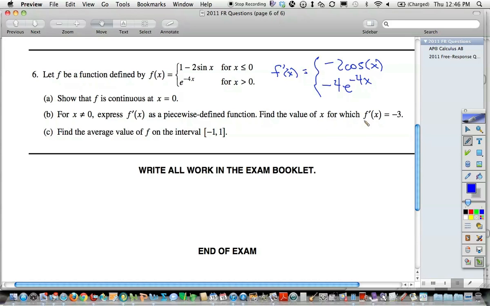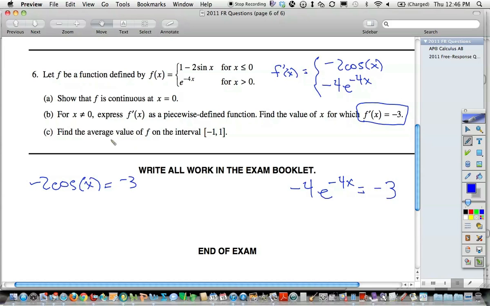Now, find when f prime equals -3. So I do what? Put -3 in where? You have to set them both equal to -3. Yeah, because I want to know when the output is equal to -3, right? So I have to set them each. So I have to do -2 cosine x equals -3, and I have to do -4 e to the -4x equals -3, and I have to solve those.